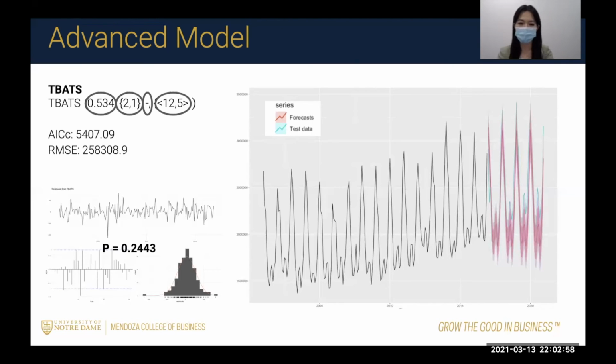This model has an AICc of 5,407, and the residual shows a p-value of 0.2443, meaning that it follows a white noise pattern. And the RMSE for our TBATS model is 258,000, a relatively moderate value.